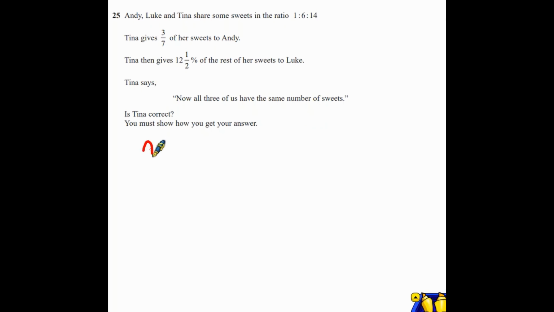We've got Andy, we've got Luke, and we've got Tina. And their ratio is 1 to 6 to 14. Now that means that the total number of parts in the ratio is 21: 14 plus 6 plus 1. So the total number of sweets must be 21, or a multiple of 21, for this ratio to work. I am going to leave it and assume that there are exactly 21 sweets. So at the moment, Tina has 14, Luke has 6, and Andy has 1.